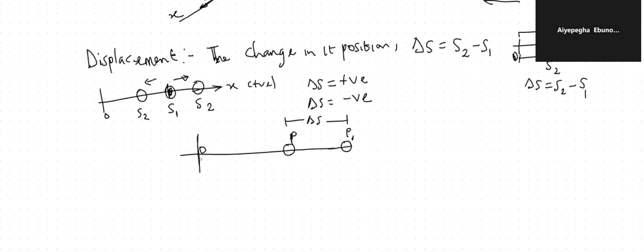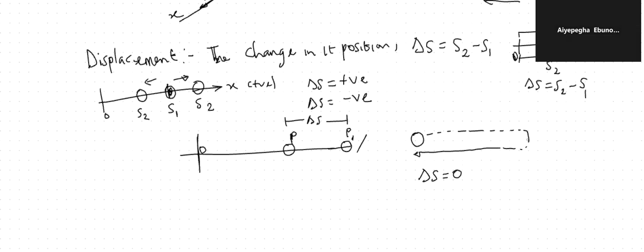Okay, let me not use this diagram. Let me use a simple diagram. Let's say this particle here moves from the origin like this and comes back to its original position. Now, the displacement of this body is 0. Why? Because it didn't change position. That means you started from the same point and you ended at the same point.